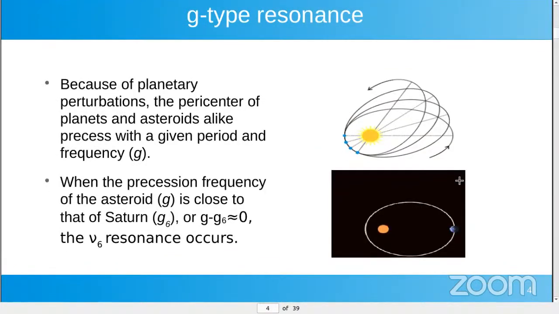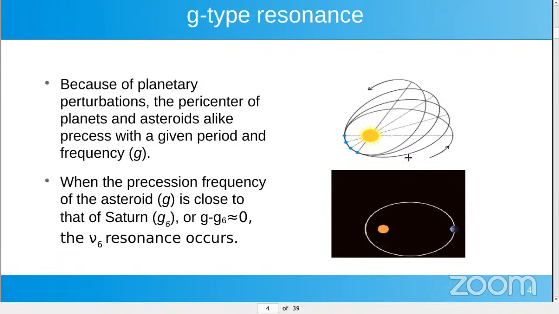So what are secular resonances, in particular g-type resonances? The pericenter of an orbit is the point of the orbit closest to the main body, which is the Sun. If there were just two bodies, as in the two-body problem, the pericenter position would be fixed. But because of perturbations from the other planets or other bodies, this position varies with time. It describes a large circle, similar to the precession of the equinoxes for the Earth. There is a long period associated with this precession of the pericenter, and a frequency associated with this period, which is called g.